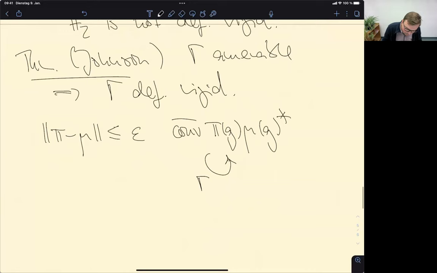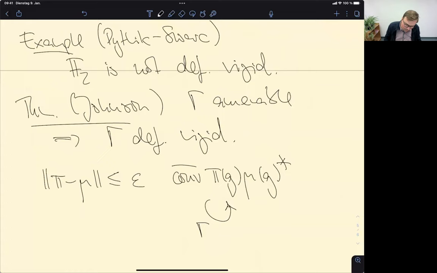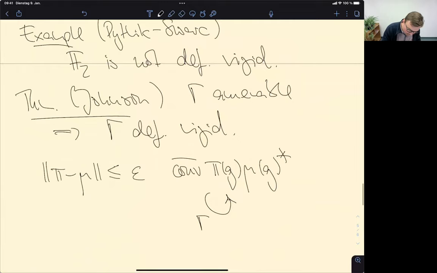It's not all that complicated once you have the right tools available, but it's very special for amenable groups, so it's very hard to generalize this to other groups. We proved it for unitarizable groups, but I don't want to give the definition. And anyway, there's no example of a group which is unitarizable and not amenable, so it's only slightly more general than Johnson's result. All right. Any more questions? Yes.